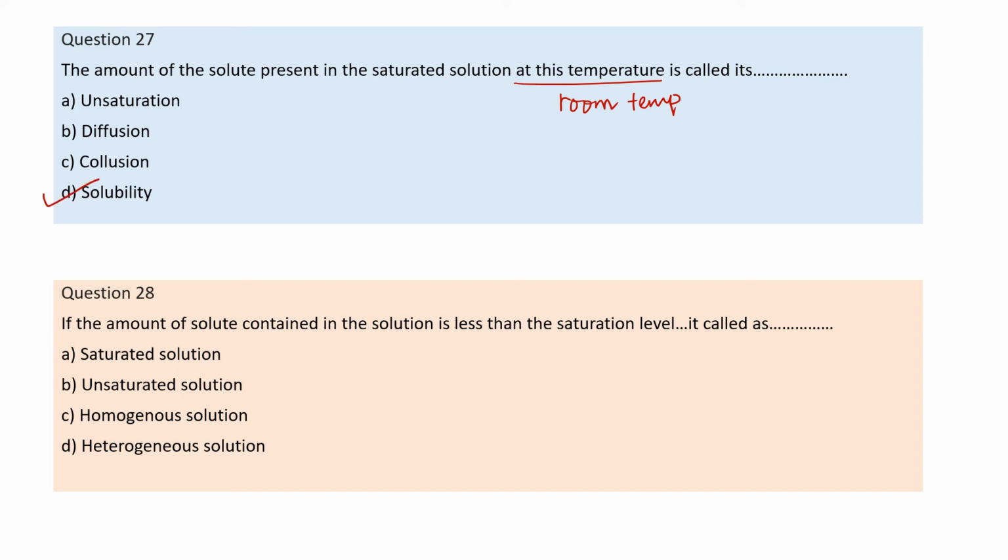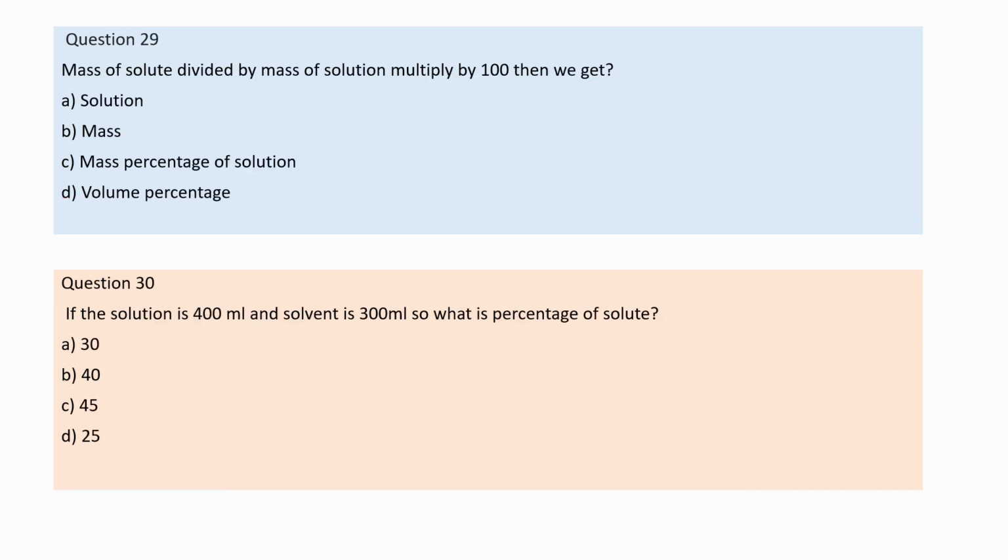Next question is, if the amount of solute contained in a solution is less than the saturation level, that means it is not a saturated solution. If the solution is not saturated, that means it is an unsaturated solution. So unsaturated solution is the correct option. Our next question is mass of solute divided by mass of solution, multiplied by 100. With this, what will we get? We will get the mass percentage of the solution. So option C is the correct one.